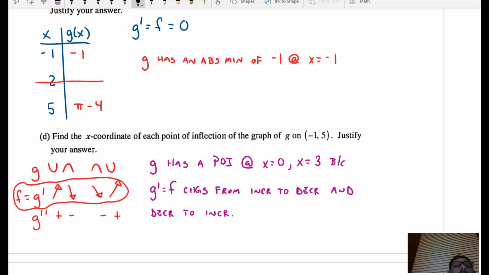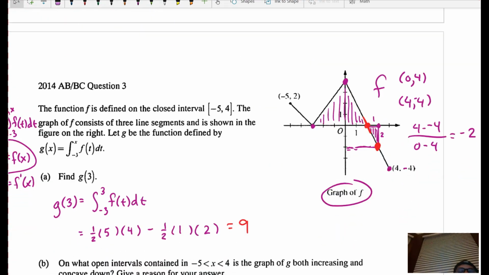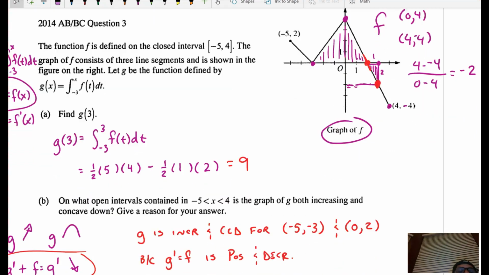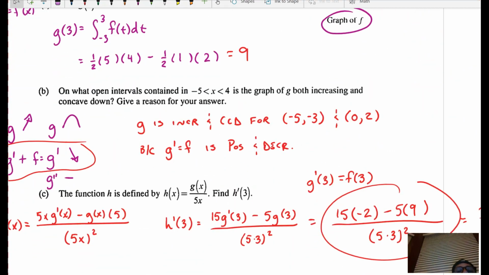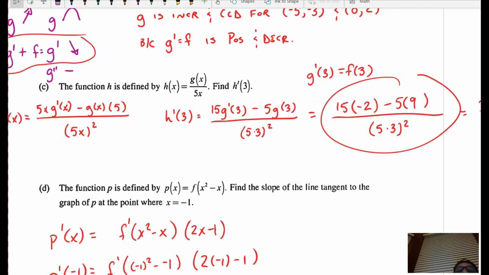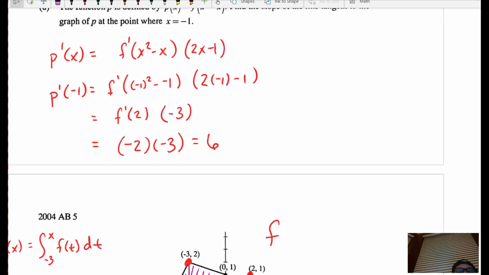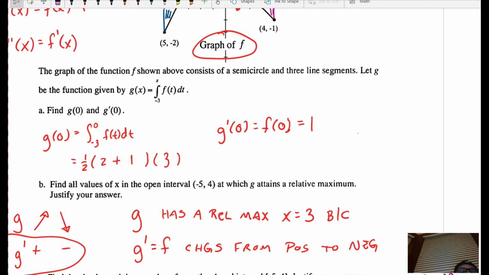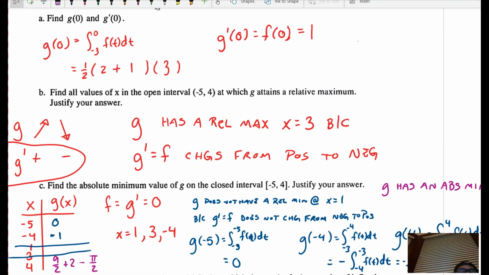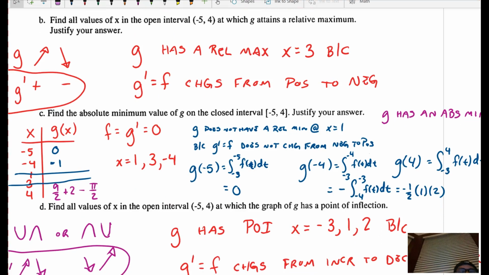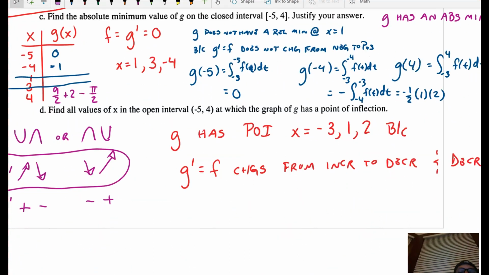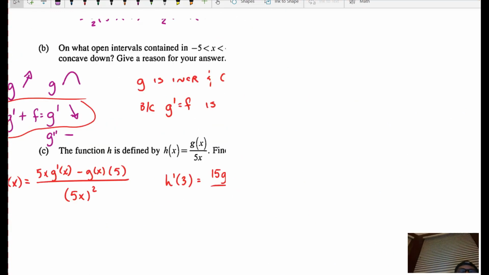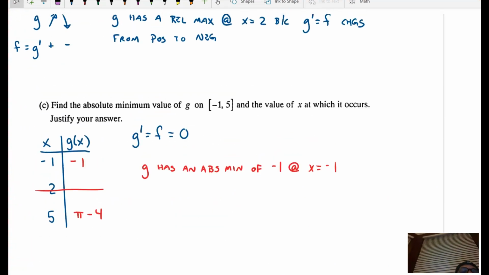And as far as the function defined by integral part, the other problems are essentially the same. Evaluate G. Looking for characteristics of G, this one happens to be concave down and increasing. This is a problem that's not really related to the fact that G is an integral. It's a little bit related. This question's about F. And then here's another one. Evaluate, find a relative max, use the candidates test to find an absolute min, find a point of inflection. So these function defining integral problems are essentially the same.